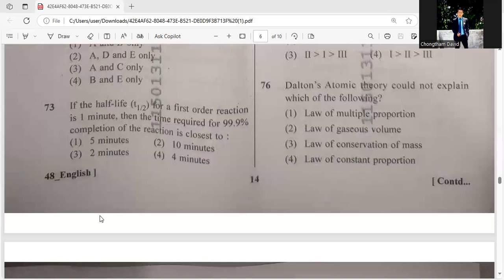Question number 73. If the half-life for a first order reaction is 1 minute, then the time required for 99.9% completion of the reaction is closest to. So we use the first order formula. The time can be written as 2.303 by the rate constant 0.693, log of 1000. Take this log 1000 as 3, then it will be 3.3. 2 into 3.3, 6.6, 9.9, roughly 10 minutes. So answer will be option 2.